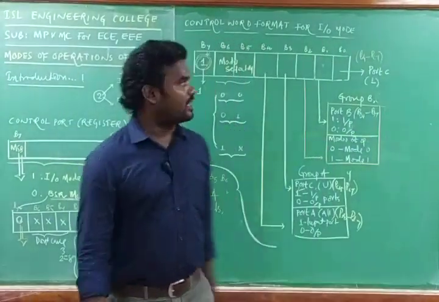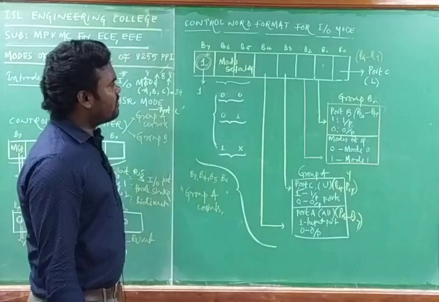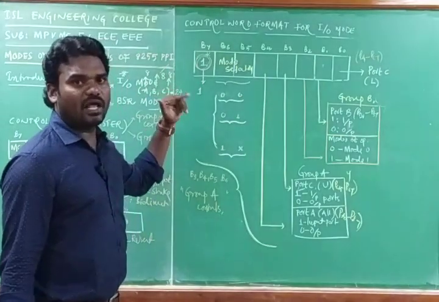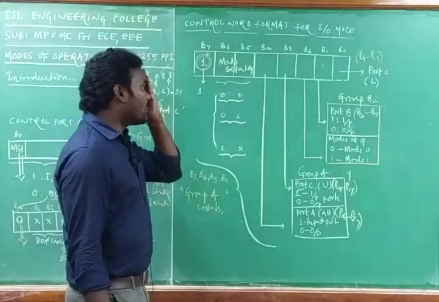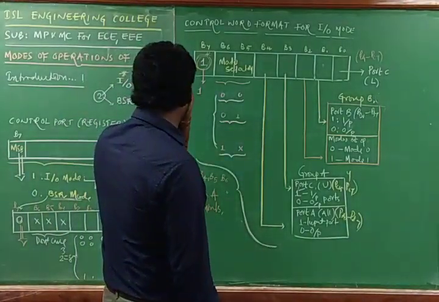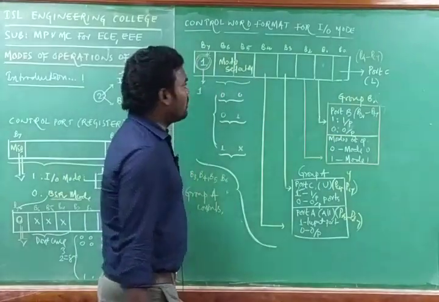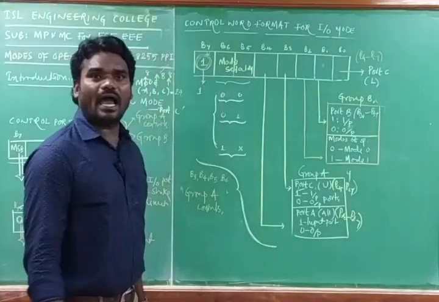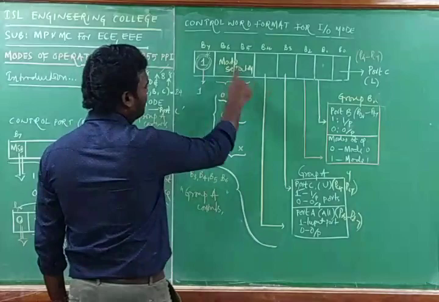Then we are going with the control mode format for the IO mode of operation. The first one is the MSB that defines the type of the operation. If the MSB is 1, the 8255 is programmed to operate in the IO mode of operation. Next two bits, that is B6 and B5.